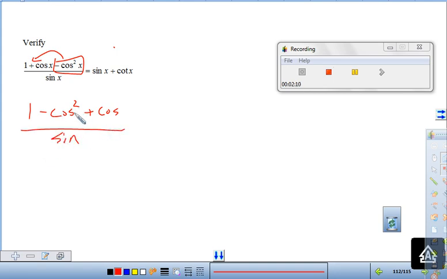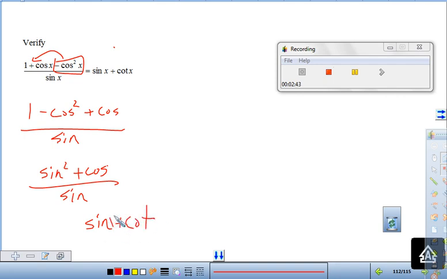Now 1 minus cosine squared, if you look at your Pythagorean identities, that is equal to sine squared. So I'm going to replace that with the sine squared plus cosine over sine. And now we can essentially reduce or separate this as a fraction, sine squared over sine and cosine over sine, which is going to reduce it down to just a sine, and then a cosine over sine, which is the cotangent.